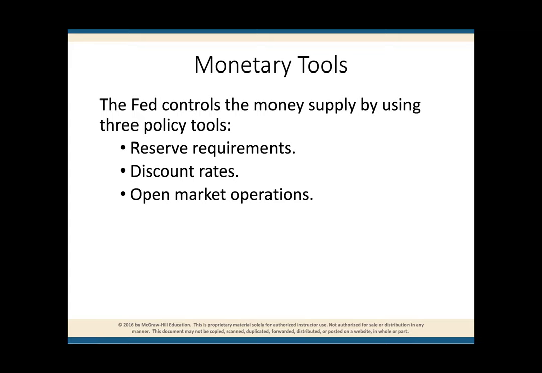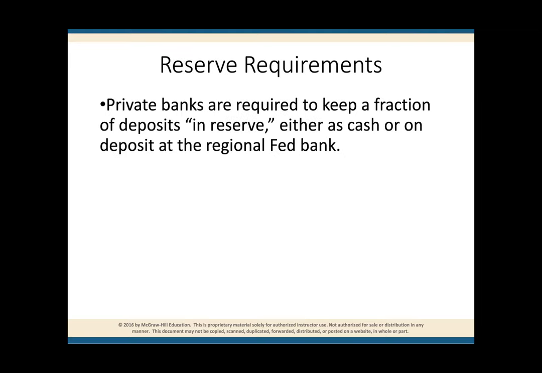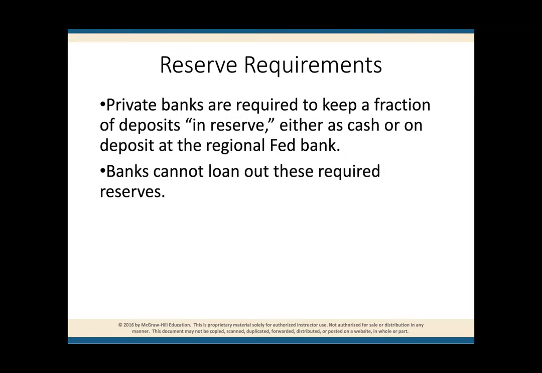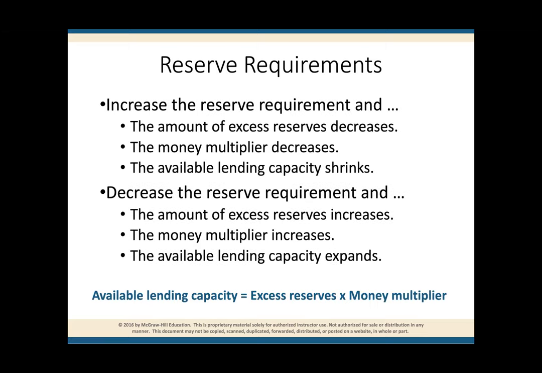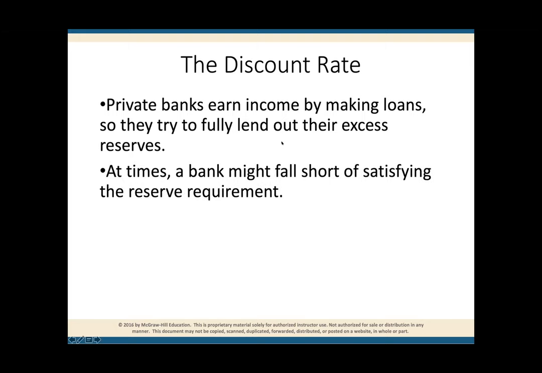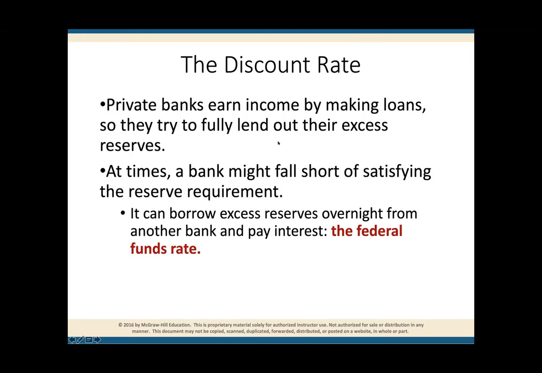On the other hand, if we want to increase the amount of money in the economy, we lower the requirements, we lower the discount rate, and we buy government securities. Okay? So this is more or less the way the Fed actually controls the amount of money in the economy, okay?